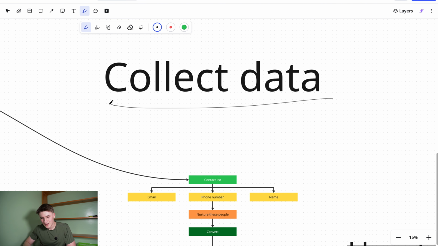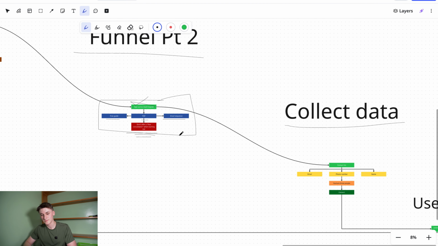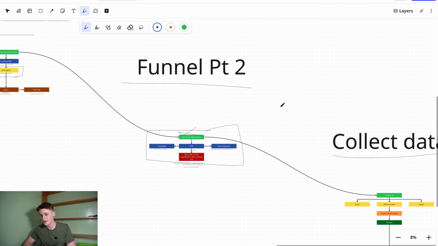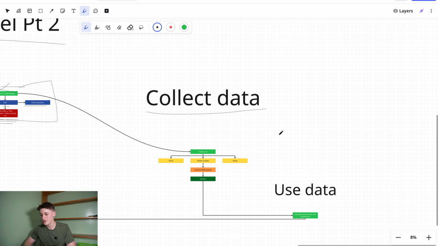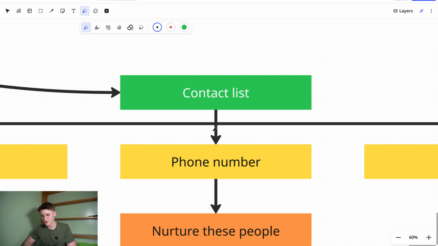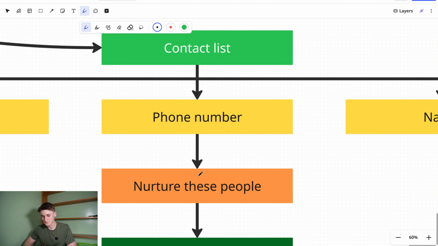So then next we have collect data. Now this is really important. So they've come through to your funnel, part one, they've clicked onto your landing page, they've signed up to a lead magnet. From here you have data now. So you can add these people to your contact list. So you have their phone number, you have their email, and you have their name.